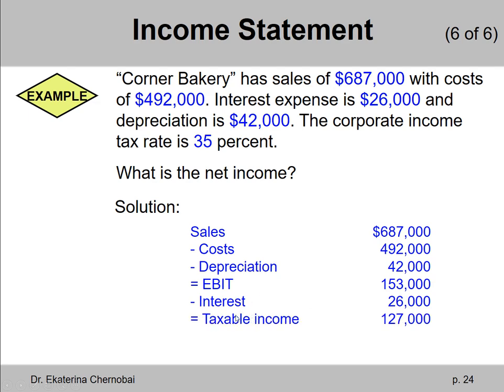After subtracting interest payments, we get the income that we will be required to pay taxes on, taxable income, $127,000. If the tax rate is 35%, then 35% multiplied by $127,000 gives us the tax amount that we are required to pay, $44,450. And so after paying that to the government, we would be left with net income of $82,550. And this net income is the profit, which we are free to distribute among the stockholders, or maybe use only part of it as dividend payments, and we would retain the remainder.